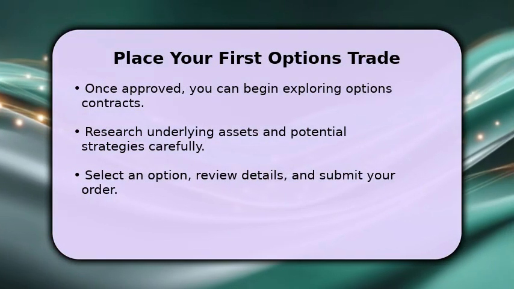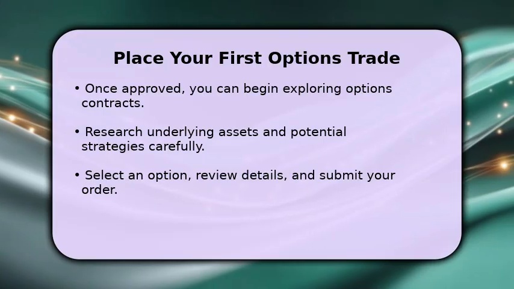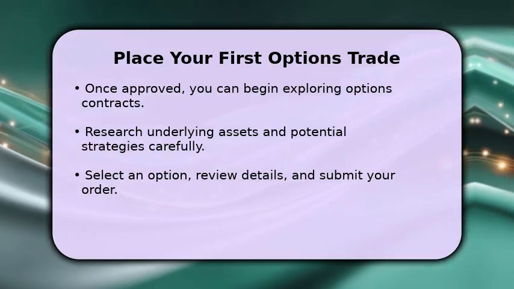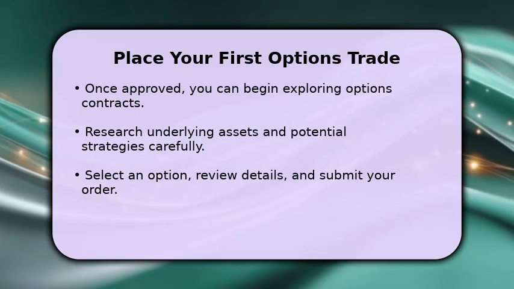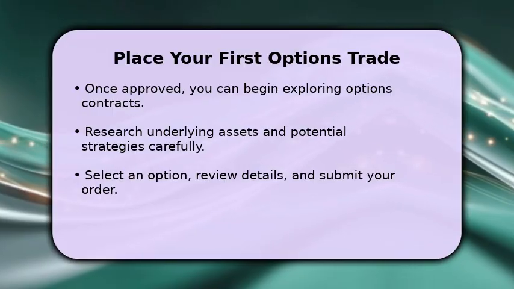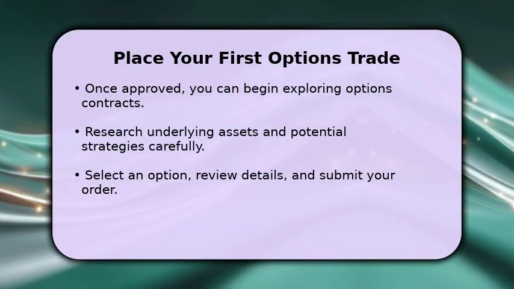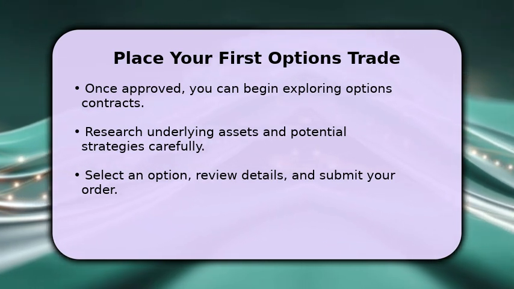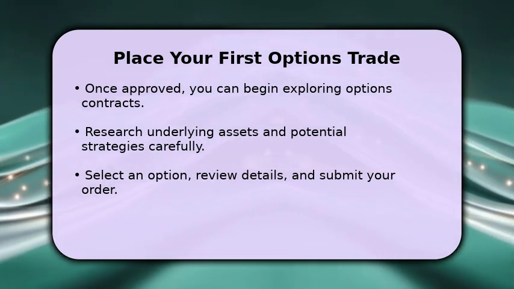After receiving approval, you are ready to explore options contracts. It is essential to thoroughly research the underlying assets and understand the potential risks and rewards of various strategies. When you find an option you wish to trade, review all the contract details, including the strike price, expiration date, and premium. Finally, submit your order to place your first options trade.